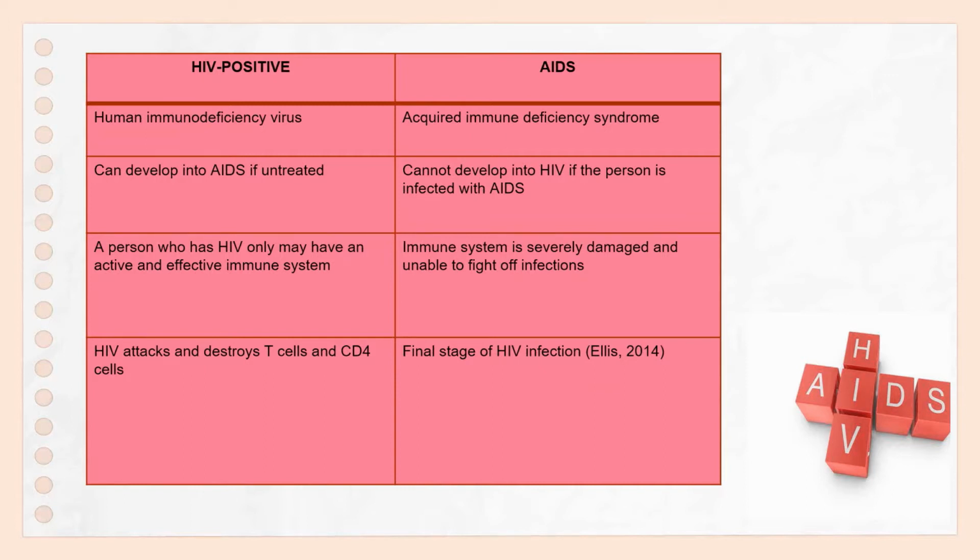Besides, a person who has HIV may have an active and effective immune system, as it has no symptoms, while for AIDS, the immune system is severely damaged and unable to fight off infections. HIV attacks and destroys the T cell and CD4 cell. Meanwhile, AIDS is the final stage of HIV infection.